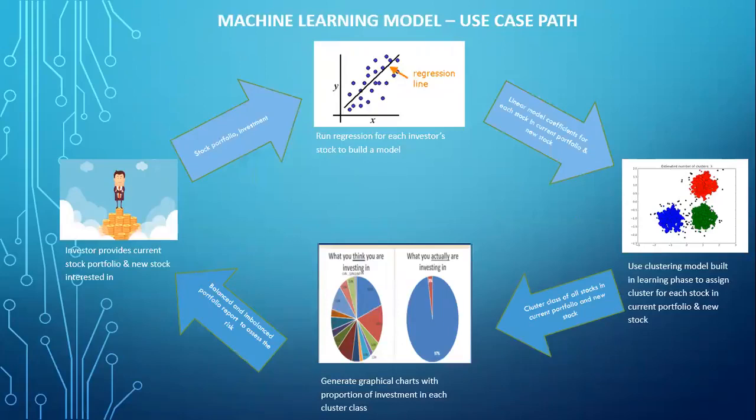That will be passed into the resultant component, and this component will generate graphical charts to provide a proportion of investment in each cluster class. It also provides a balanced and imbalanced portfolio report to the investor. So based on this, the investor would have an idea of how the stock is diversified and whether it is risky to invest in the new investment he is planning for, or whether he has to drop some of the stocks in his current portfolio and buy this new stock.